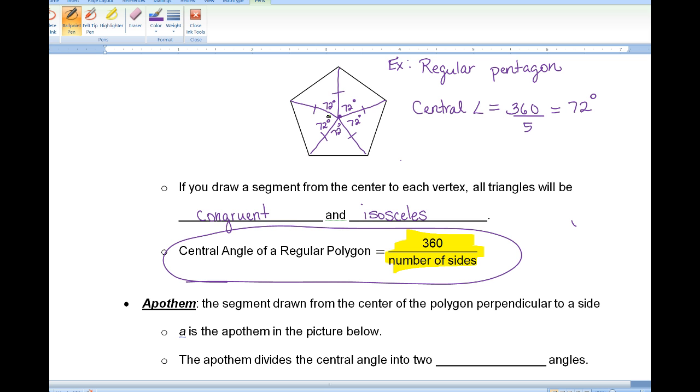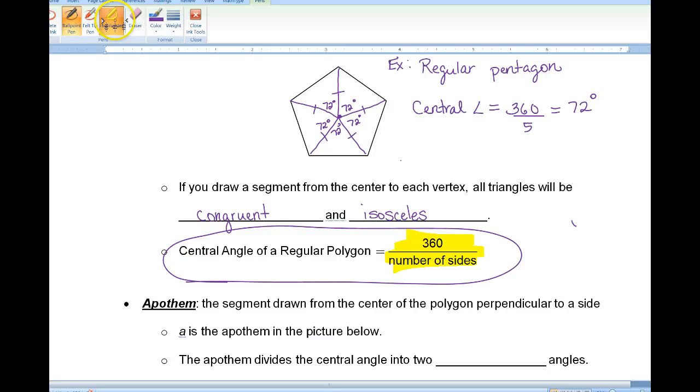This is for any polygon. We're going to take 360 divided by the number of sides. This is just for a pentagon. So let's say we had a hexagon. If you took 360 divided by 6, each central angle would be 60 degrees, right? So the number of sides will determine the measure of the central angle.